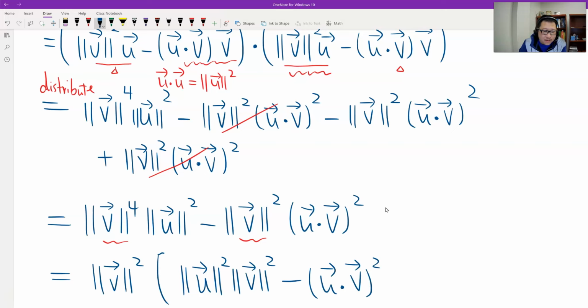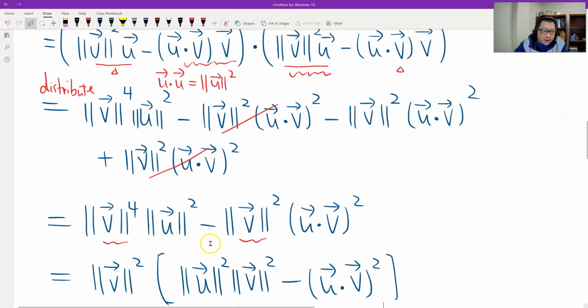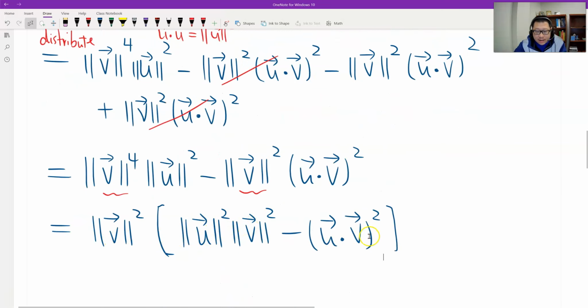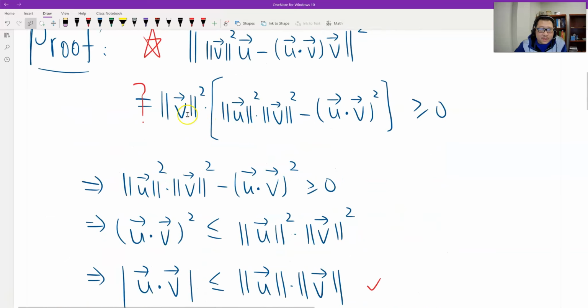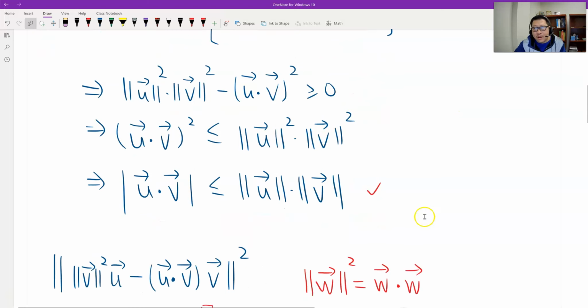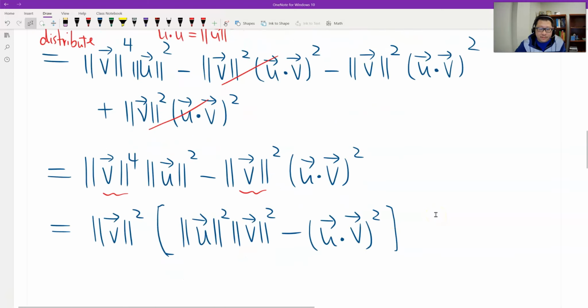Okay, these 2. Definitely this is the verification. So the norm of v squared and this minus this, you can compare to the beginning. The norm of v squared times this. Okay, so this term is greater than 0, therefore the Cauchy-Schwarz is true. Okay, so that's true. That's the proof. Thank you.